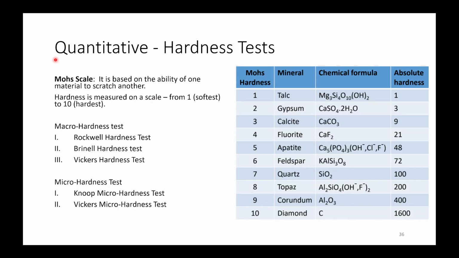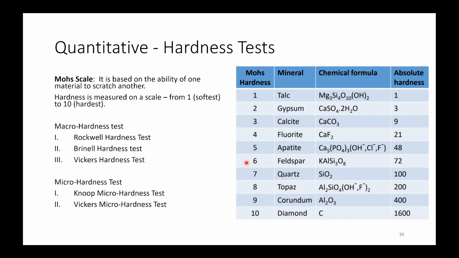Now, quantitative hardness tests. The Mohs scale is based on the ability of one material to scratch another, and the hardness is measured on a scale from 1 to 10. 1 is your softest material, and 10 is the hardest. So here your Mohs scale is given. These are various minerals: for 1 it is talc, 2 is gypsum, 3 is calcite, 4 is fluorite, 5 is apatite, 6 is feldspar, 7 is quartz, 8 is topaz, 9 is corundum, 10 is diamond.